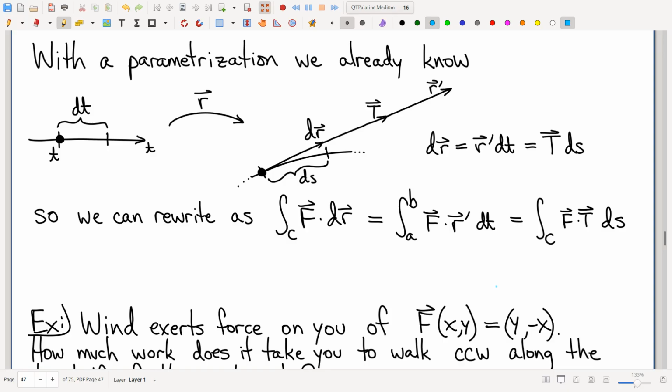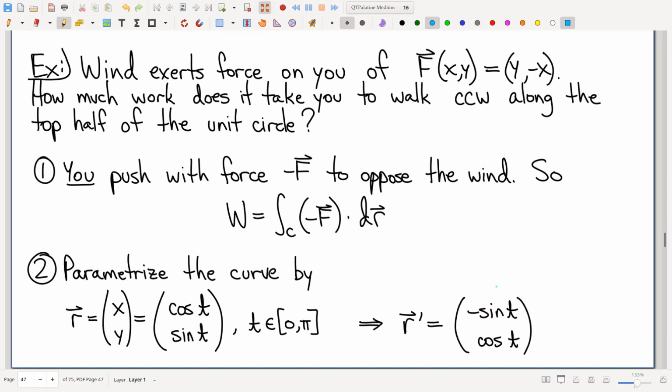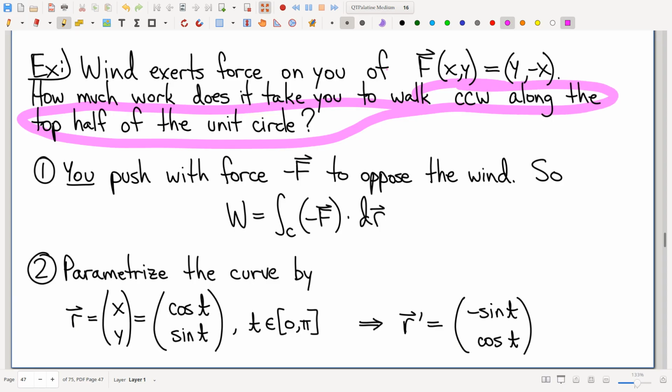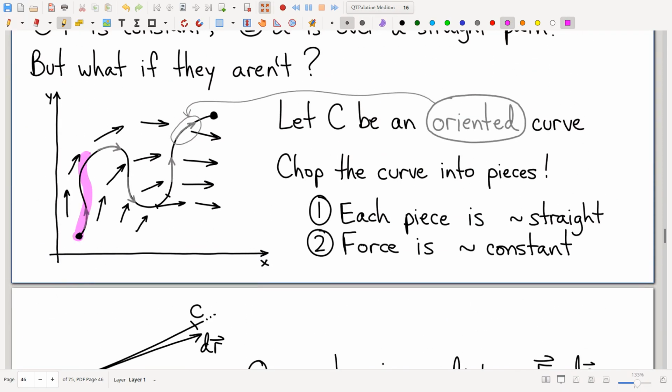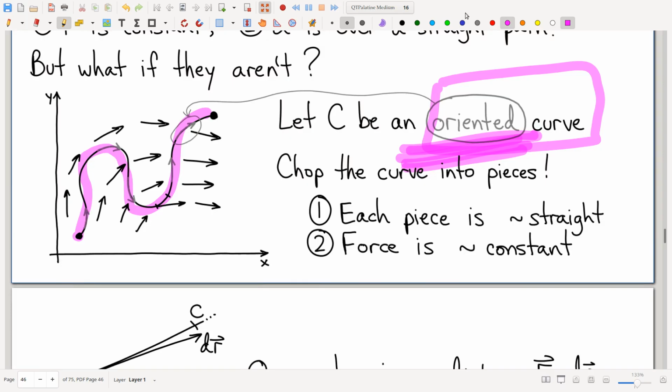Okay, let's do one. So here's a scenario. We have a path which is counterclockwise along the top half of the unit circle. That's an oriented path. Do keep in mind the presumption here is that we're moving along an oriented path, right? Which direction we're going along the curve is needed in addition to knowing what the curve is. So you've got to make sure to remember that the orientation matters.